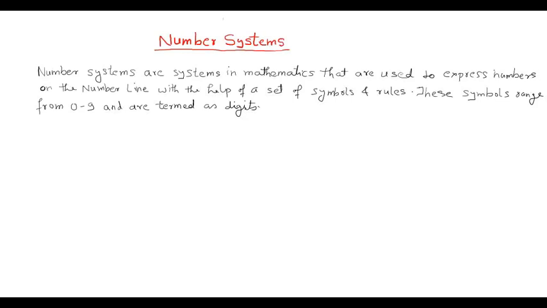Today we are going to start with number systems. So what is the number system? Number systems are systems in mathematics that are used to express numbers on number lines with the help of a set of symbols and rules. These symbols range from 0 to 9 and are termed as the digits. Number systems are used to perform mathematical computations ranging from great scientific calculations to calculations like counting the number of chocolates.